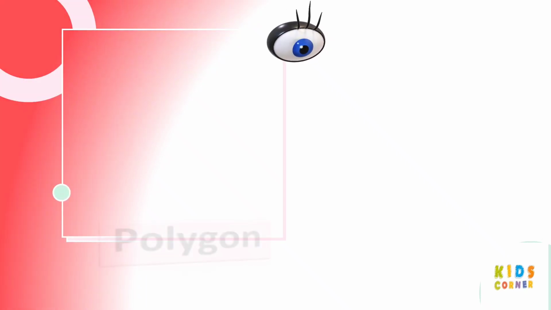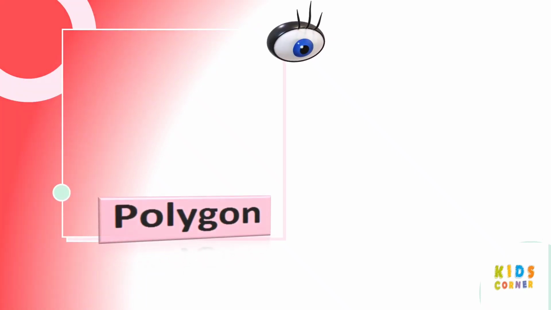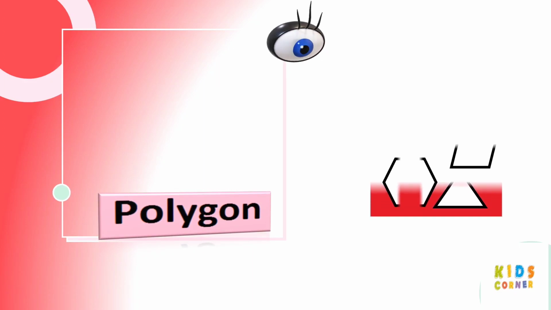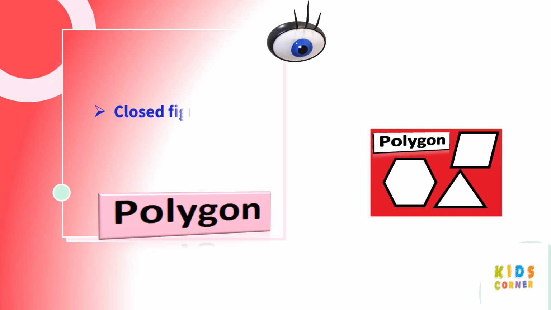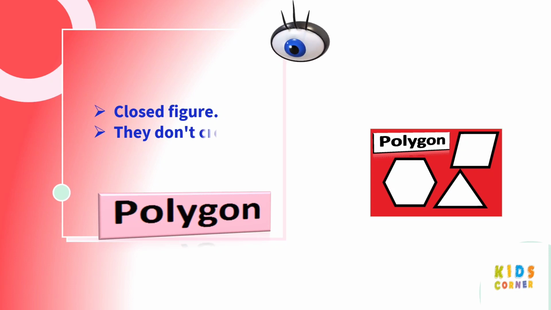Now let's learn about polygon. A figure can be called a polygon when it is a closed figure. That means its starting point and ending point meet each other. They don't cross each other. That means there should not be any crossover of lines. And lastly, they should be made up of only and only lines.